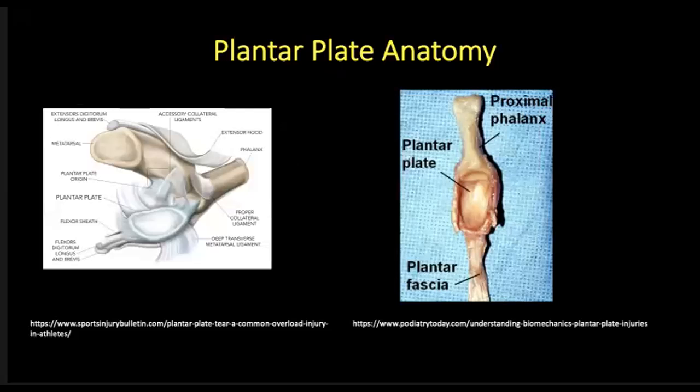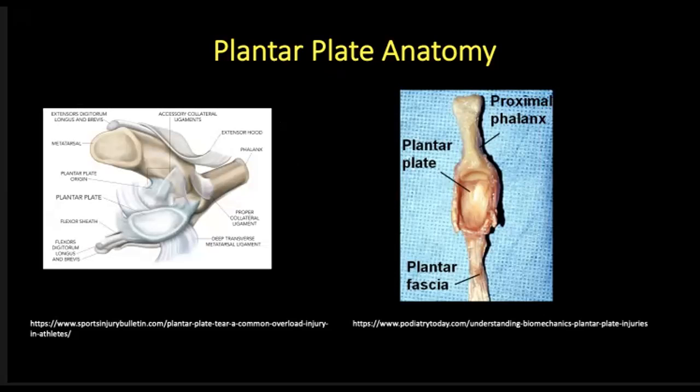So what exactly is the plantar plate? The plantar plate is a fibrocartilaginous structure that sits directly underneath the metatarsophalangeal joint. The deep transverse metatarsal ligament will pass through this structure, and the plantar plate is a direct extension to the deep fibers of the plantar fascial ligament.